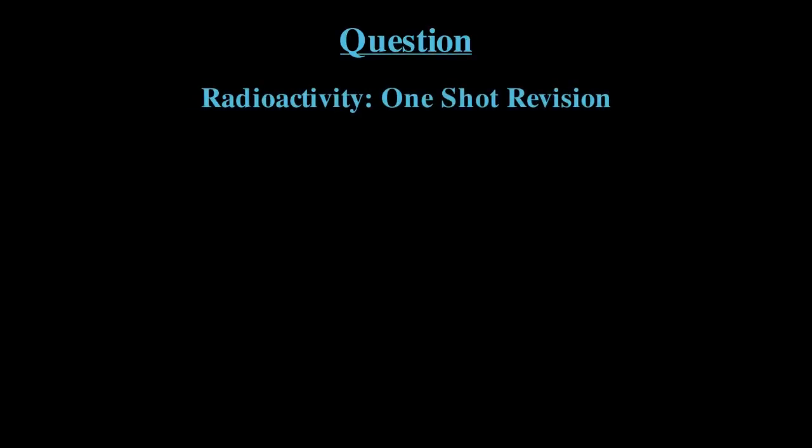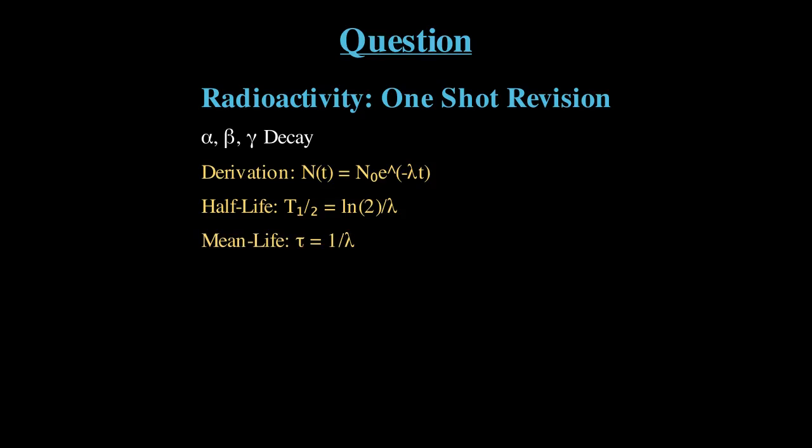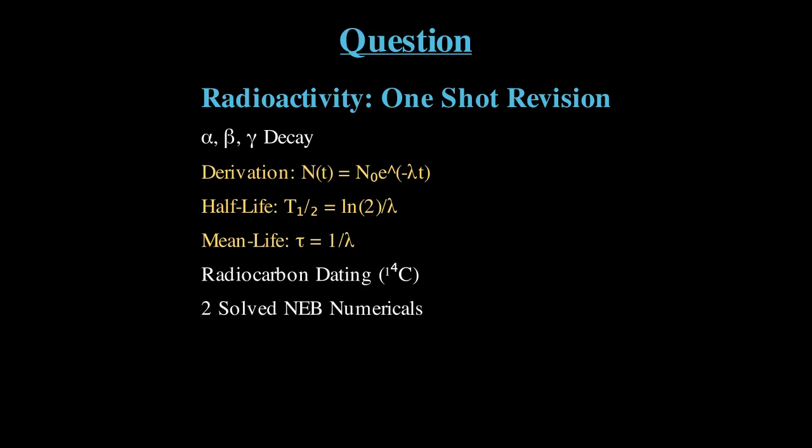Namaste students. Welcome to your one-shot revision of radioactivity, one of the most frequently asked topics in your NEB board exam. In just 12 minutes, we will master the 3 types of radioactive decay, the complete derivation of the decay equation, the half-life formula, the mean life formula, radiocarbon dating, and finally, 2 solved numerical problems. We'll go through every derivation step by step. This single topic can fetch 8 to 10 marks in your physics paper, so let's get started.